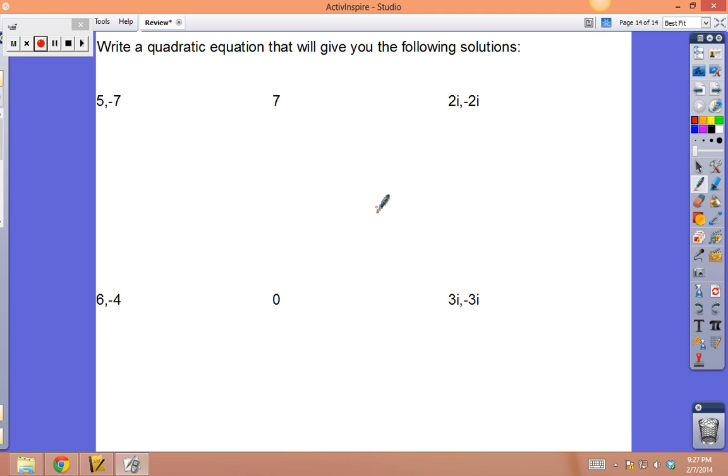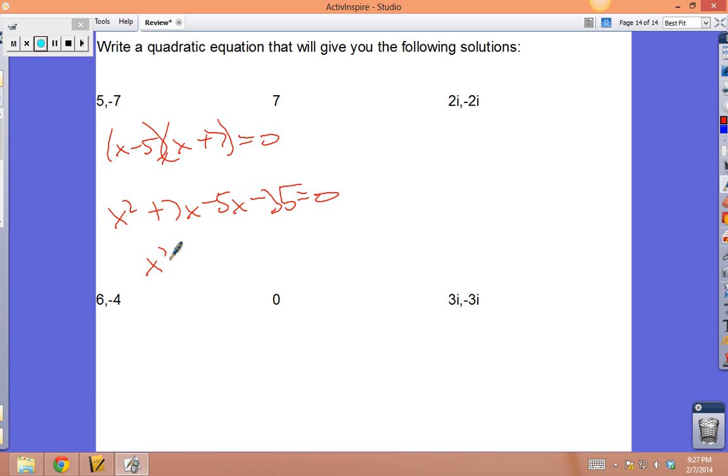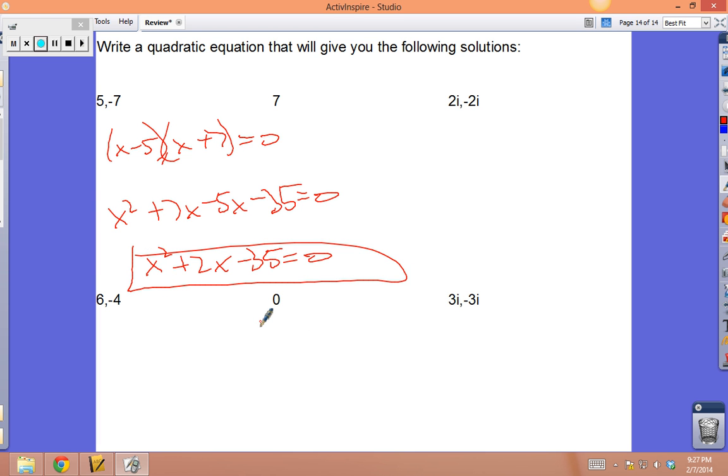So solutions. Write a quadratic equation that's going to give you the following solutions. So we're working totally backwards. If your solutions are 5 and negative 7, it's got to look like x minus 5 and x plus 7. So your equation is going to be x squared plus 7x minus 5x minus 35 is 0. x squared plus 2x minus 35 is 0. That is the equation we're hunting. If you factor that, it'll give you 2 solutions, one at 5, one at negative 7.